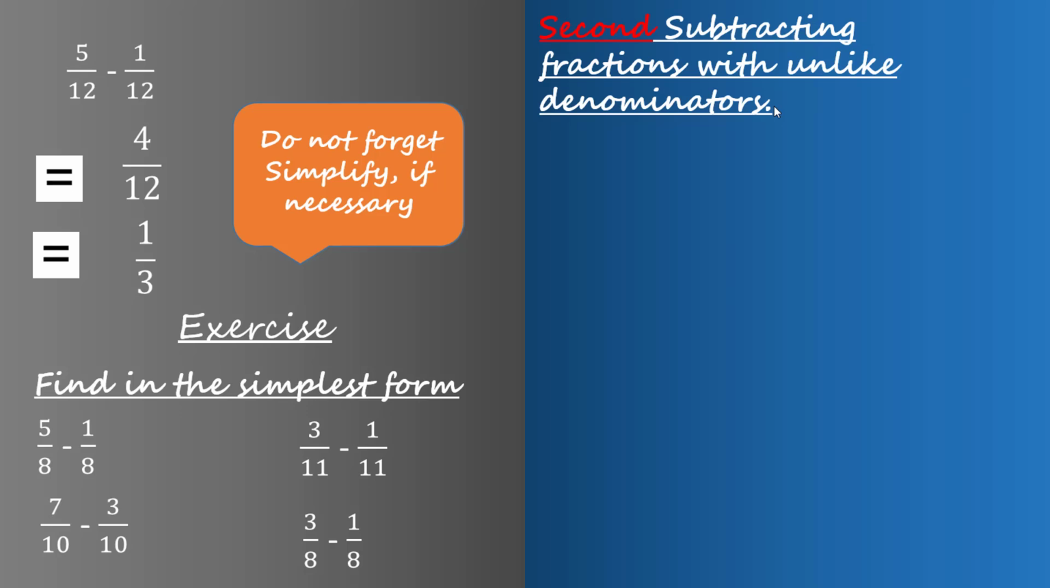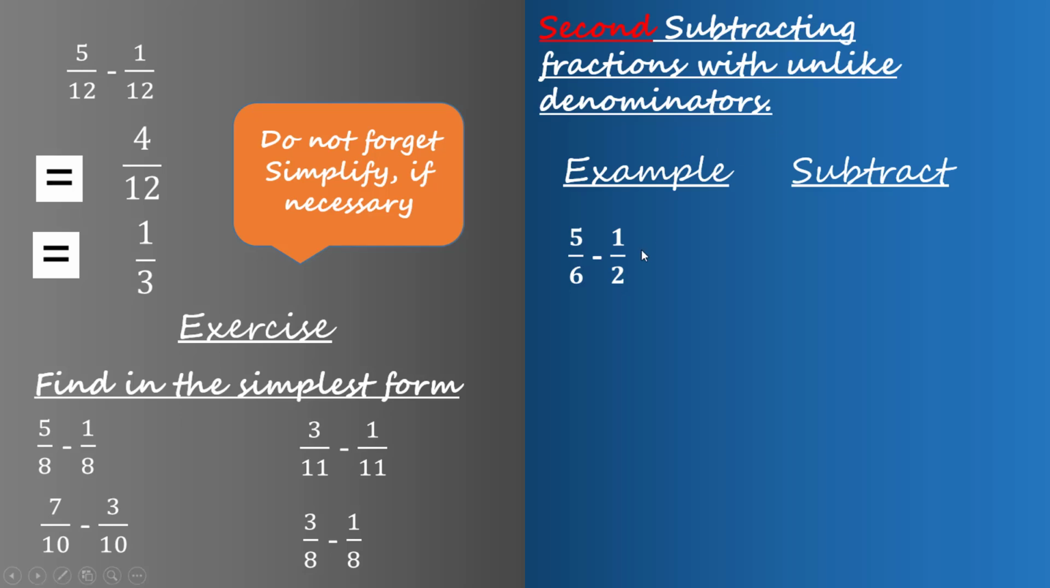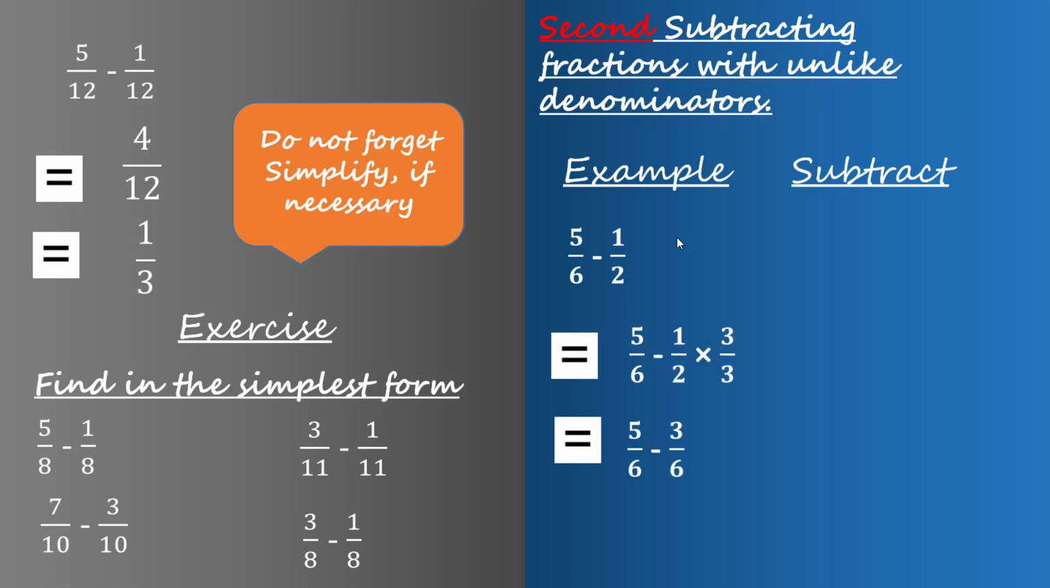Second, subtracting fractions with unlike denominators. Example, subtract 5 over 6 minus 1 over 2. Look here, we have here different denominators like 2 and 6. So how can we make 2 into 6? Multiplying by 3. So we will find the equivalent fraction of 1/2. So it will be 3 over 6, multiplying by 3. So it will be 5 over 6 minus 3 over 6. It will be 2 over 6.